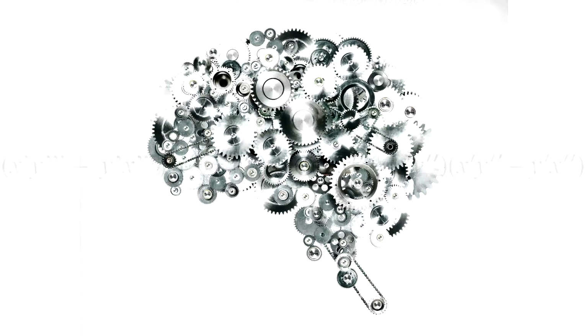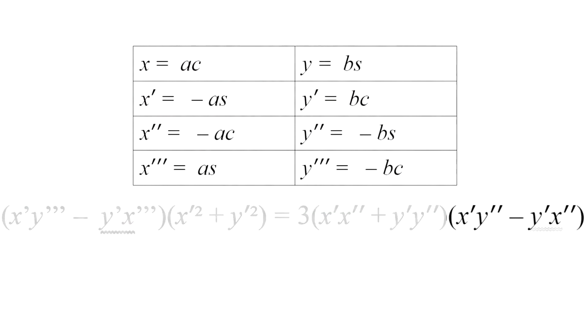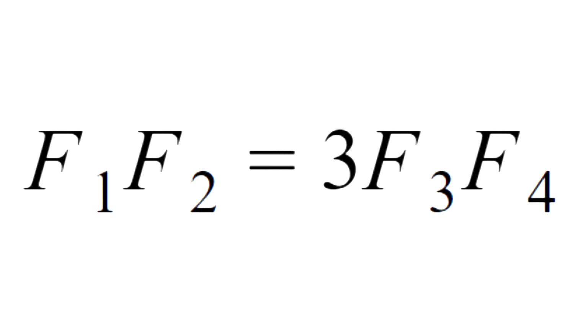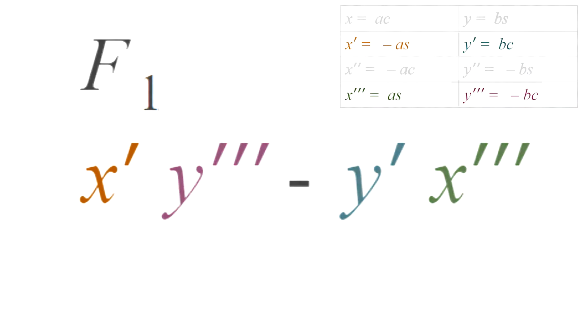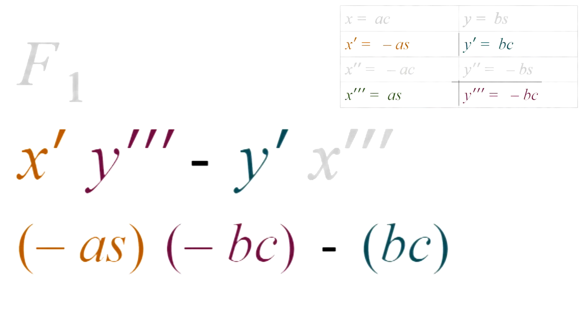One strategy to keep my brain cogs turning is to work on plugging the primes factor by factor, where I may rewrite this as f1, f2, 3f3, f4. With that shortened, let's first work with f1, which is x prime y triple prime minus y prime x triple prime. Plugging the primes, x prime becomes negative as, y triple prime becomes negative bc, y prime becomes bc, and x triple prime becomes as.